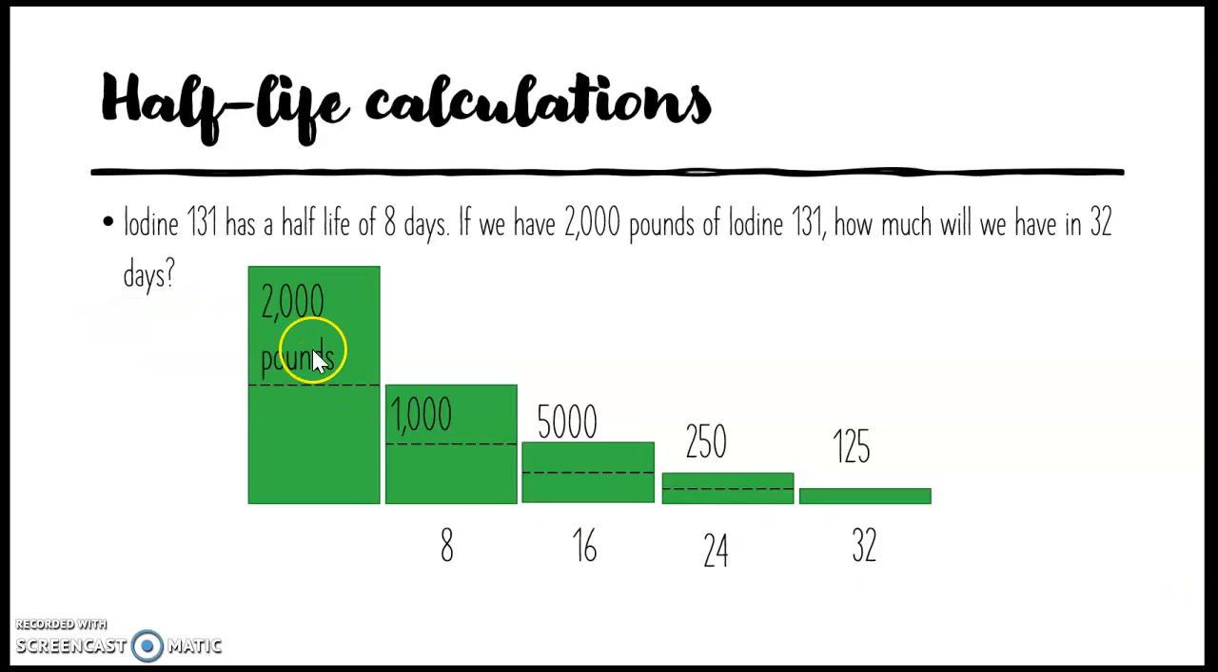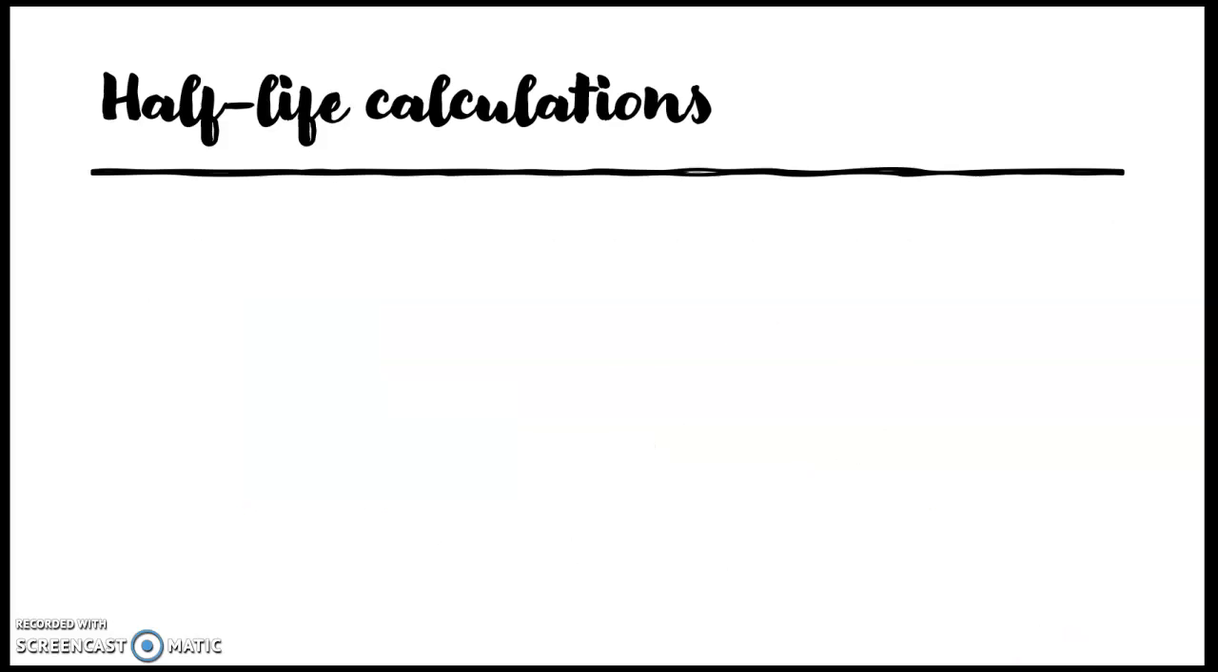So that's pretty quick. If we had 2,000 pounds, then in 32 days, 1 month, we only have 125 pounds. We can use this diagram to solve all of our problems if we want to figure it out, but we can also use this equation, which is not as intimidating as it looks, I promise. So here's that equation.